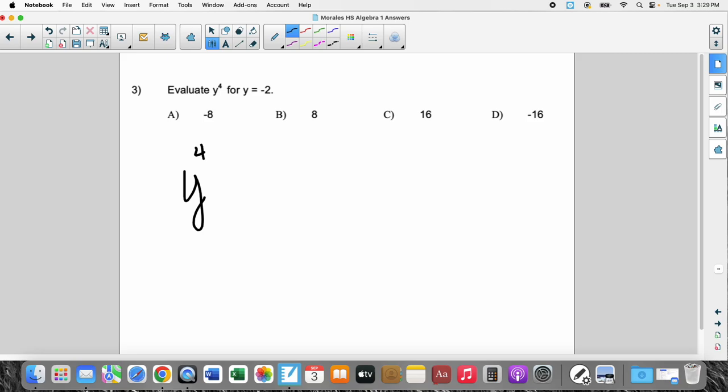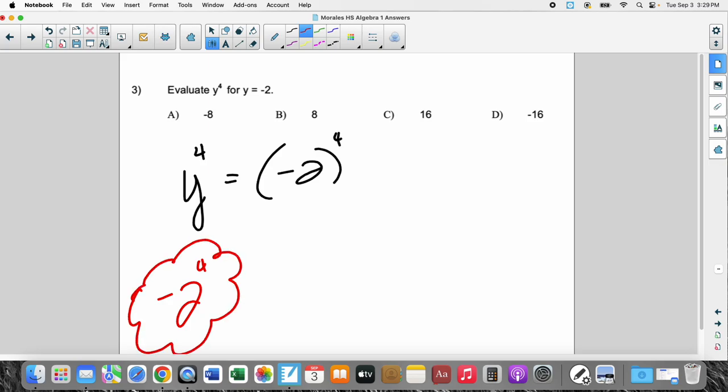So we have y to the 4th, and it wants to know what that equals when y is equal to -2. You cannot write it like this: the quantity of -2 to the 4th. You would never write it like this. This is wrong. That's written improperly. That's the incorrect way to write the notation. This is the proper one.